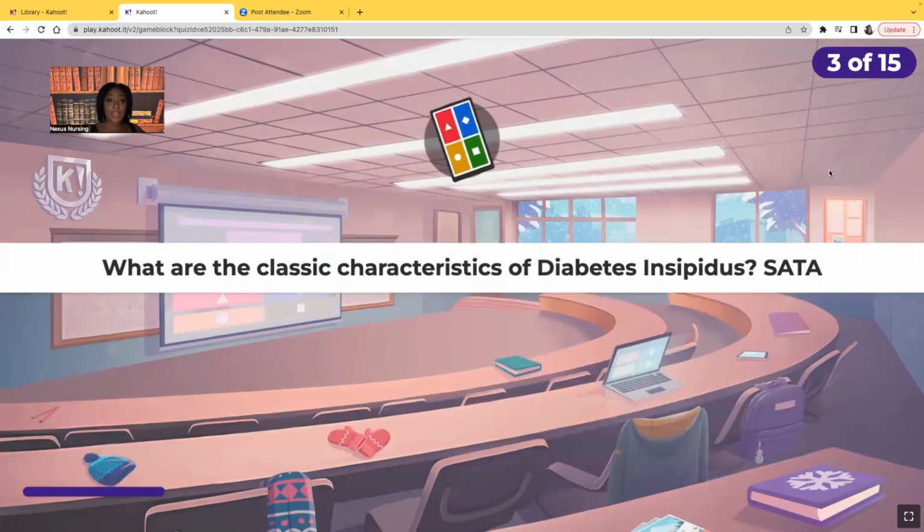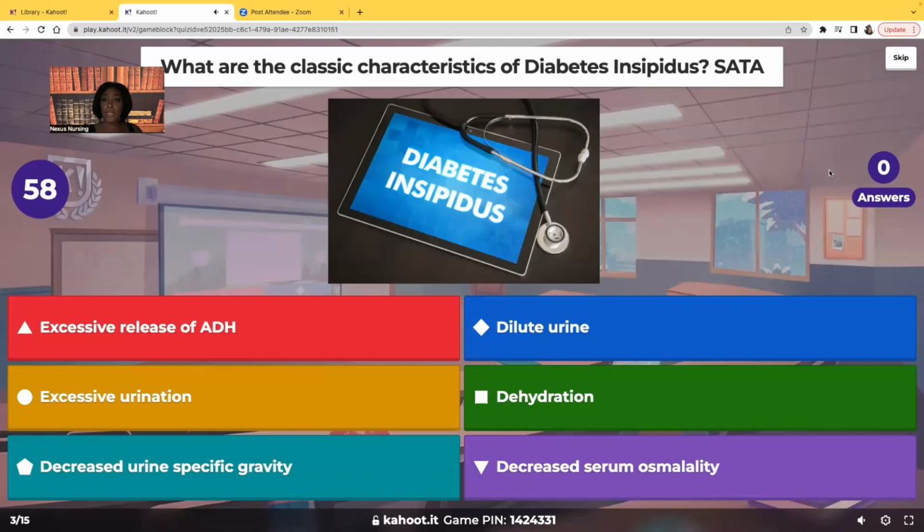Select all that apply. What are the classic characteristics of diabetes insipidus? Select all that apply. Excessive release of antidiuretic hormone, dilute urine, excessive urination, dehydration, decreased urine-specific gravity, decreased serum osmolarity. And you better all get it right. I just explained to you what's going on.